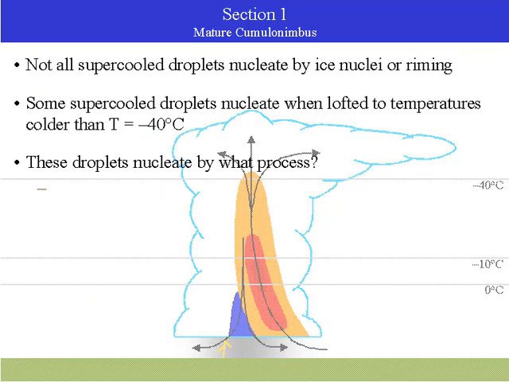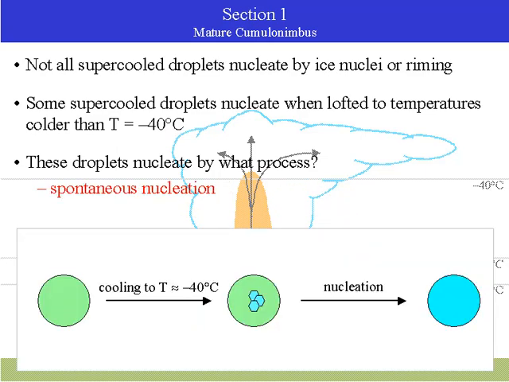Not all supercooled droplets nucleate by ice nuclei or by riming. Some supercooled droplets nucleate when lofted to temperatures colder than minus 40°C. If there is not an available nuclei, water freezes spontaneously at this temperature. There is no liquid water below minus 40°C. The question leads the class to this answer. We're looking for the term spontaneous nucleation to describe this process.